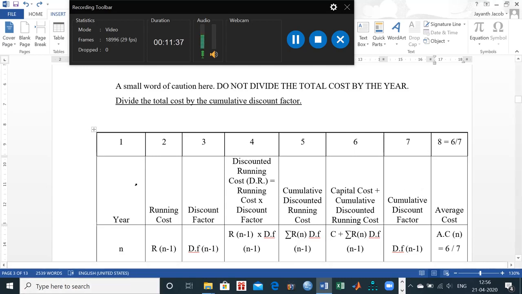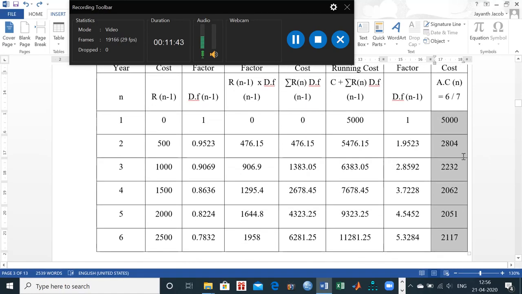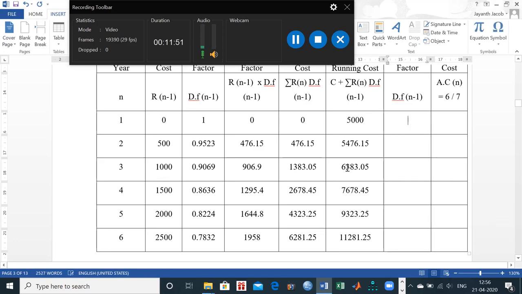So we have 8 columns in all. Now this is what we have here. What I will do is I will start deleting the table values. So we'll start computing them, or you would start computing them, and then we could always cross check the table values.